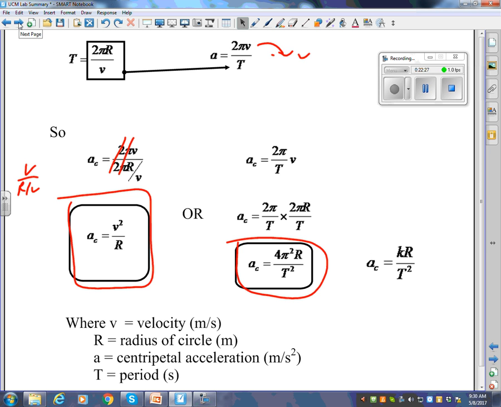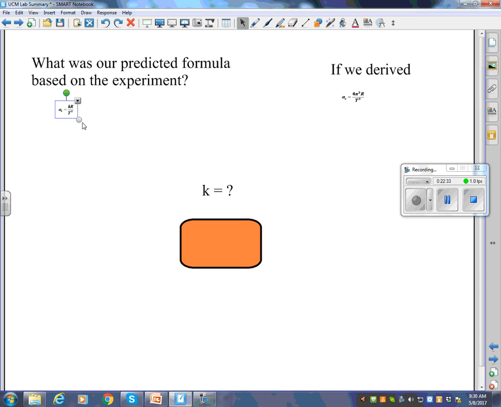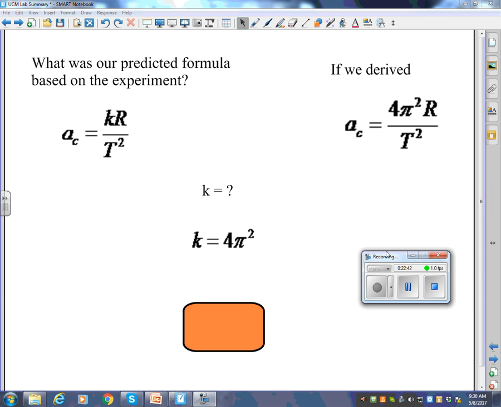4 pi squared? Oh, I got ahead of myself here. What was our predicted formula based on the experiment? And we derived this. What is the value of k? You're right, 4 pi squared. So I want you to realize that we took those relationships you came up with from the lab, from the graphs, and massaged them into a proposed equation, then we did some fancy geometry and got something that matched, and the value of k is 4 pi squared. That's interesting that it works.